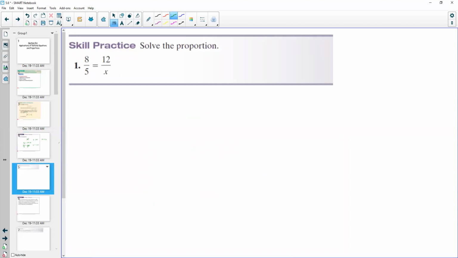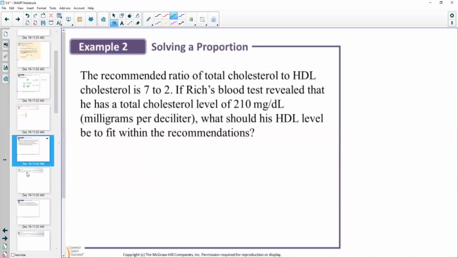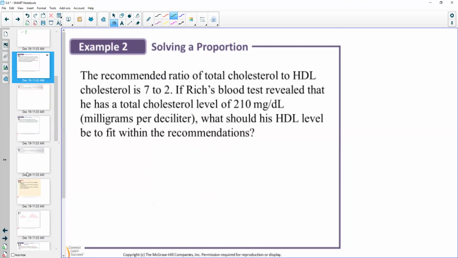All right, let's try another one. This one goes the same way. I'm not going to do this one, but I'm going to tell you that when you get x, it should be 15 over 2 because you have to simplify the fraction. Cross multiply, divide. This is a similar kind of question. It just happens to have words in it, I know.